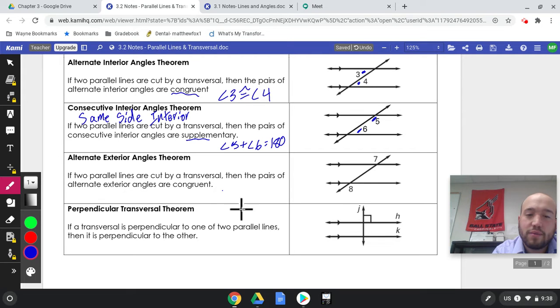All right. And one final type, alternate exterior angles. Two parallel lines cut by a transversal in this way, they are going to be congruent. So they're on the outside. Angle 7 and 8 are congruent.